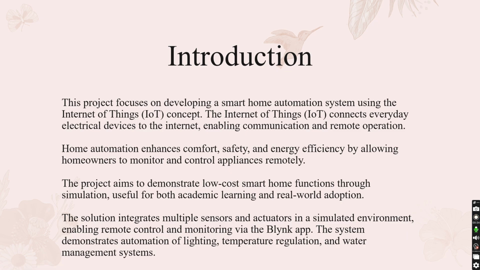So let's take a quick look at the introduction. The main idea behind this project is to use IoT to connect and control home appliances remotely. It allows everyday devices like lights, fans, and sensors to communicate through the internet. In this system, we designed a simulated smart home that automates lights, temperature control, and water management. We use virtual sensors and actuators that are connected to the Blynk app, which acts as a remote control interface. The goal was to demonstrate a low-cost, practical home automation system that can later be implemented using real hardware.